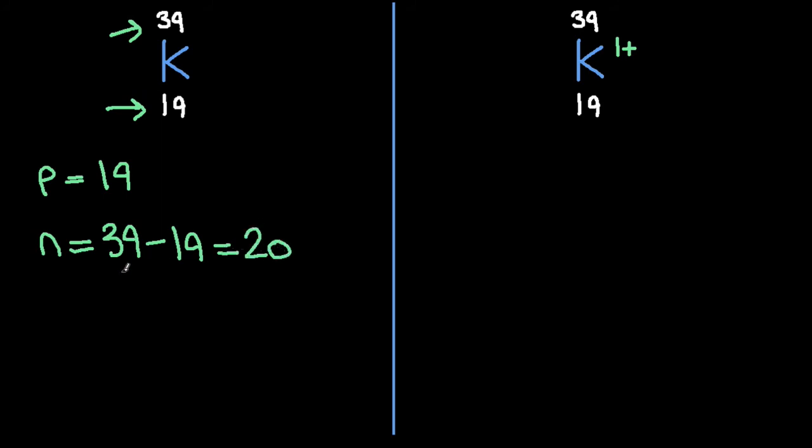Our electrons, like we mentioned, is the number of protons minus the charge. And because this is a neutral atom, there is no charge. So essentially, we're just going to get 19 because we can't subtract anything from it.